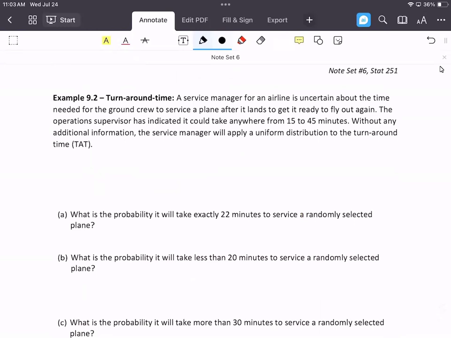So let's do an example of a uniform distribution. First of all, you may be like, well, how would I know it's uniform? You're going to need to be told that it's a uniform distribution. Please pause the video and read over example 9.2 and then come back.